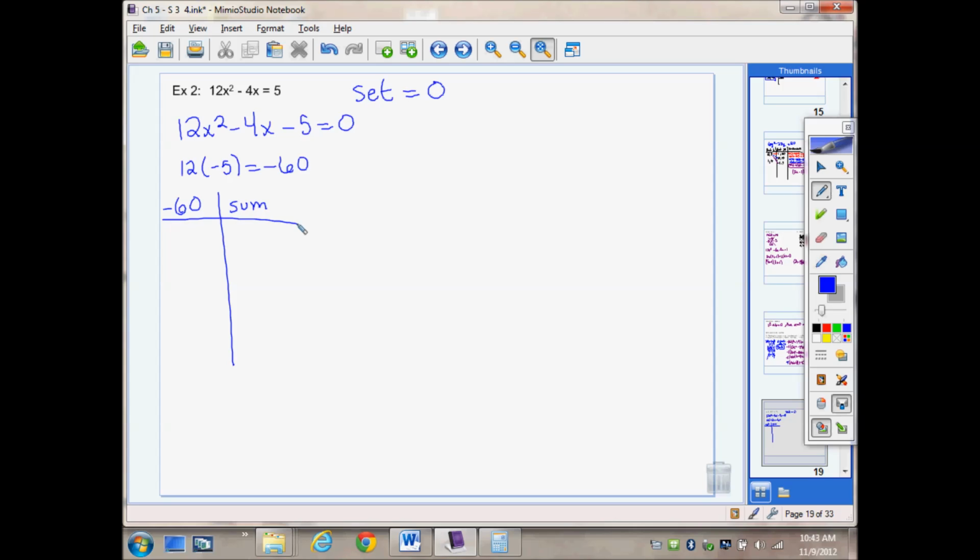Factors of 60: I have 2 and 30. That won't give me a 4. There's no way. 4 and 15, that won't give me a 4. 12 and 5 will not give me a 4. 10 and 6. 10 and 6, thank you. And I want my 4 to be negative, so I want my 10 to be negative. So I have 12x squared plus 6x minus 10x minus 5.